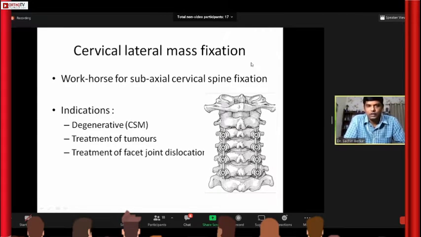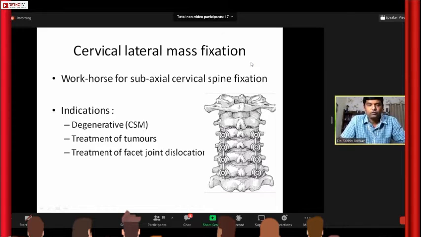Other than that, at times there are tumors like aneurysmal bone cyst, giant cell tumor, plasmacytoma, tuberculosis, as Dr. Pankaj said. At times they are involving the entire cervical vertebral body. Then you may have to fix them anteriorly as well as posteriorly. So lateral mass screw comes into picture in all such cases.